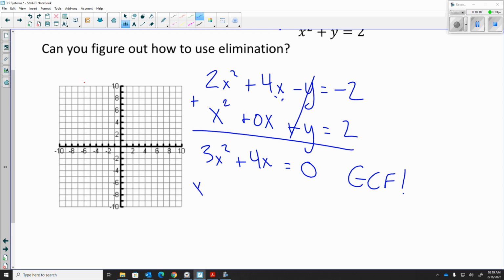Now this is 3x plus 4 equals 0. What can I do with those? Split them up. Zero product property. You got two things multiplied together that equal to 0. Split them up.